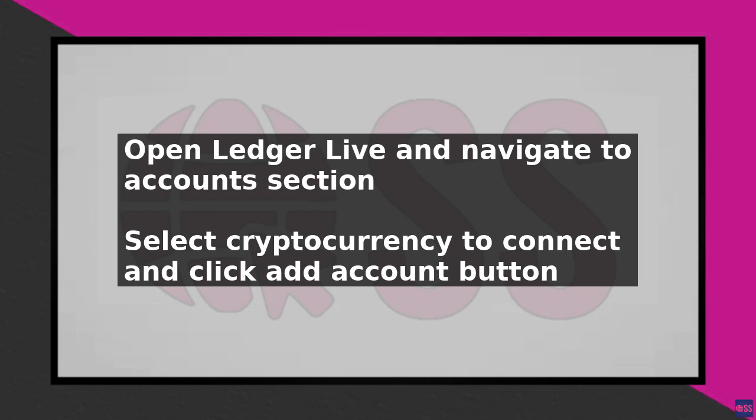To do this, navigate to the Accounts section in Ledger Live. Click on the three dots next to the cryptocurrency you selected, and choose the option to scan a QR code. Scan the QR code displayed on the Robinhood website using your computer's camera or by manually entering the code. Once the QR code is scanned, your Ledger wallet will be connected to Robinhood.